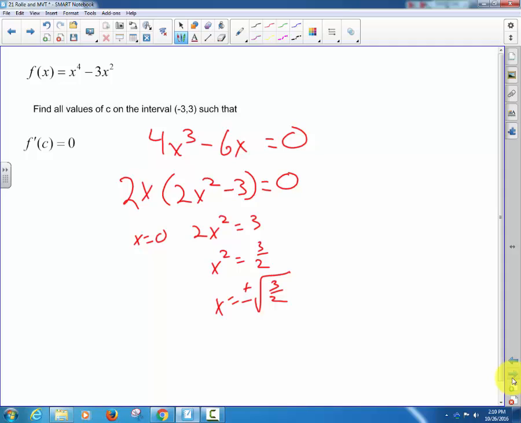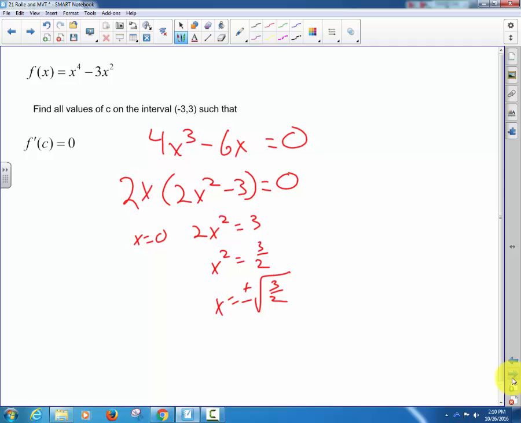Are all three numbers between -3 and 3? Very good. Yes, they are. Because 3/2 is about 1.5, and the square root of that's going to be less than that. So we've got our three answers now.